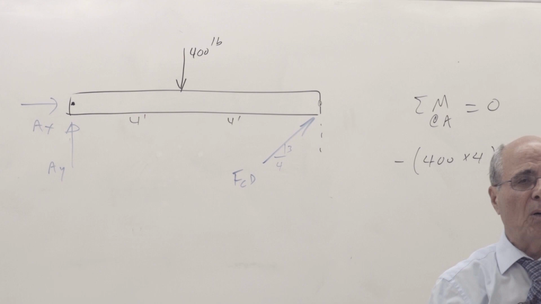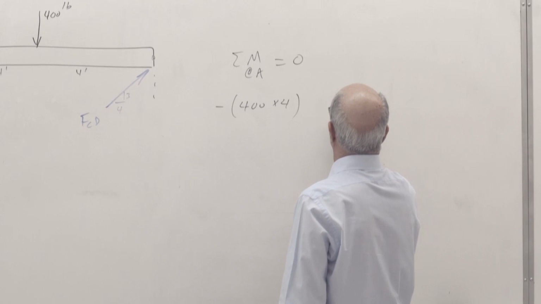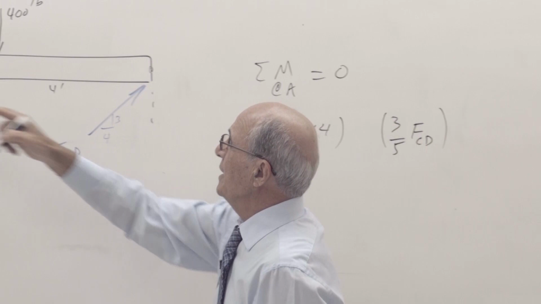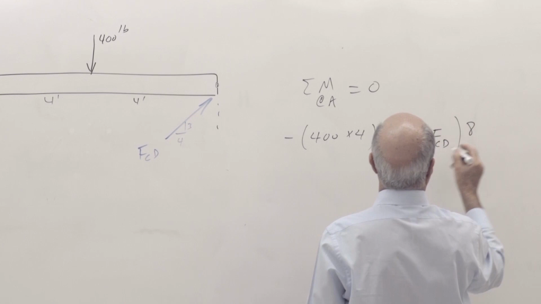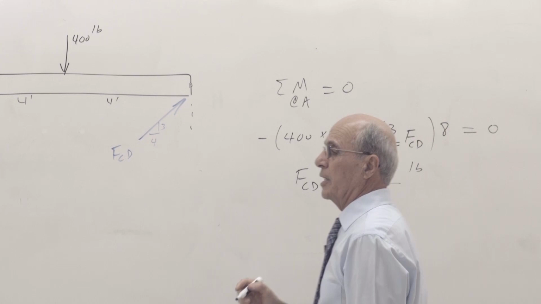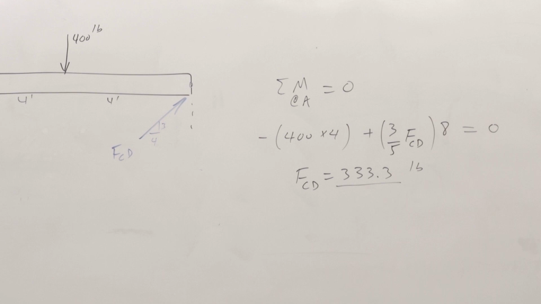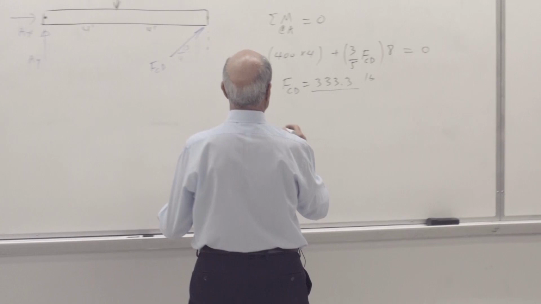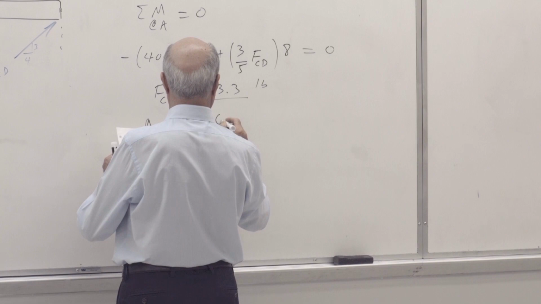The vertical component has a moment, and the vertical component is 3/5, yes or no? So 3/5 of the force FCD, times the distance of 8, and it goes this way, therefore it is positive, equal to 0. This is the force, that's the distance. You calculate FCD equal to 333.3. Usually we go to three digits, however here I went to four digits to calculate FCD. As soon as you calculate FCD, you can calculate AX and AY, which is not a big deal here. Everybody can do that. So let me give you the answer. AX becomes equal to minus 266.7 pounds, and AY actually becomes 200 pounds.